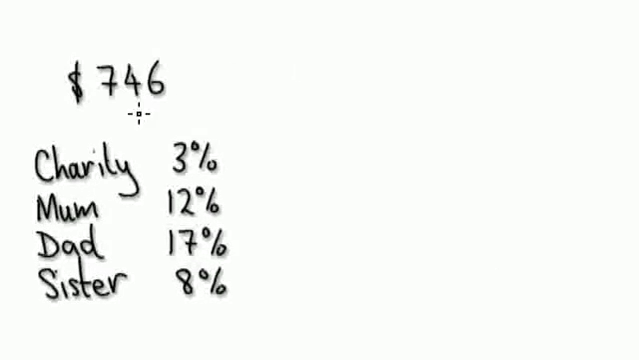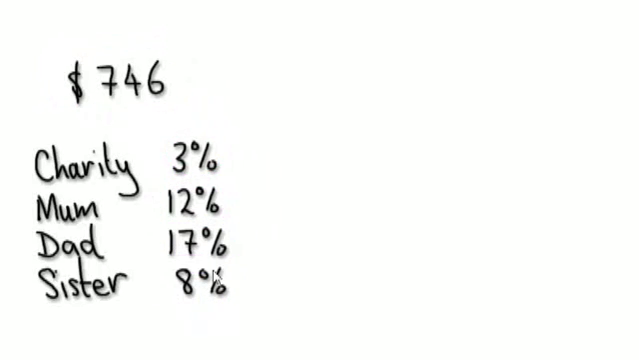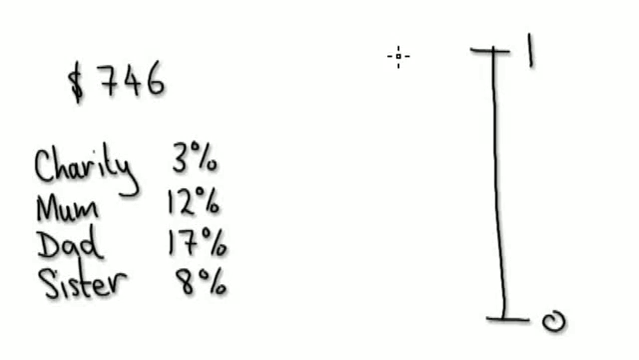Let me give you another example here. Let's say you've won another mini lottery, this time in dollars. You're going to give 3% to charity, 12% to mom, 17% to your dad, and 8% to your sister. Okay, so now draw the diagram here.